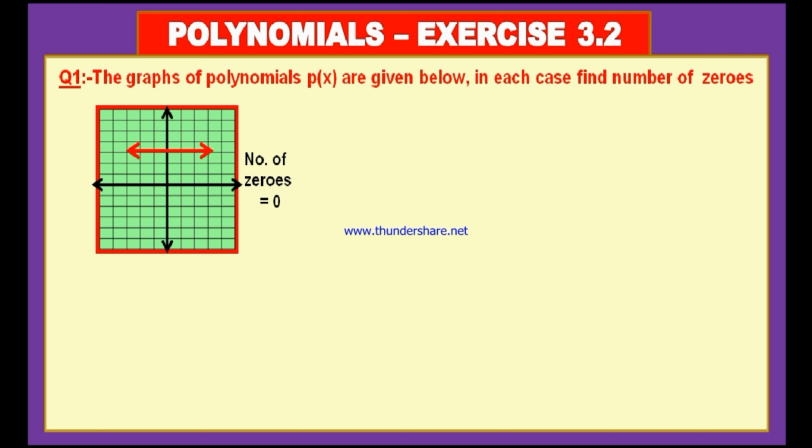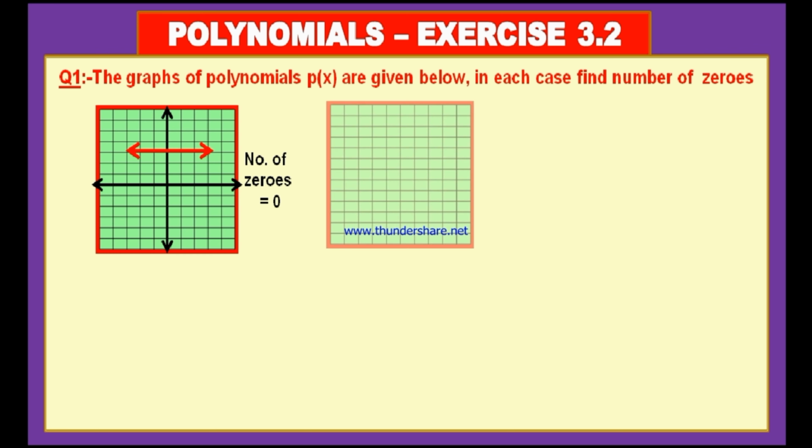The number of zeros of a graph is nothing but the number of points at which the graph intersects the x-axis. Here, in the first case, the given graph is intersecting the y-axis, but it is not touching the x-axis. In other words, it is parallel to the x-axis.